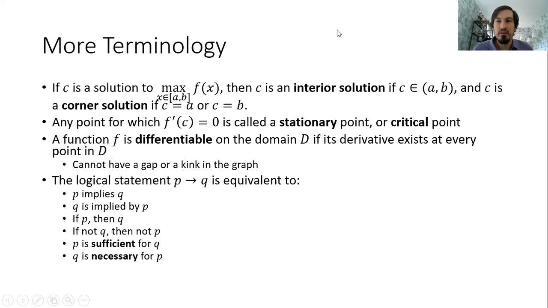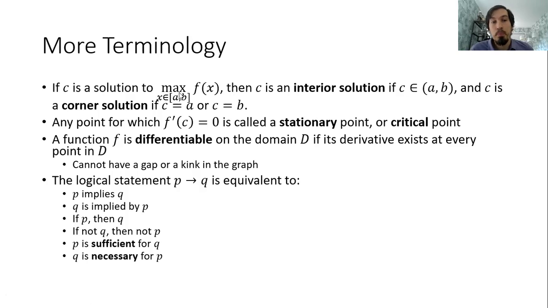Oh, more terminology, oh boy. If C is a solution to this problem, where now X isn't just the entire real numbers, but some interval between A and B. I hope you know that there actually could be a difference between a closed interval and an open interval. If you use parentheses, that means it's the interval between A and B, but not including A and B. That's what the curved parentheses mean. Whereas if you see the brackets, it means it's the interval between A and B, and it includes A and B. So there's an important difference there.